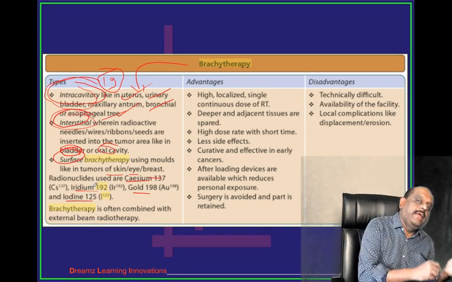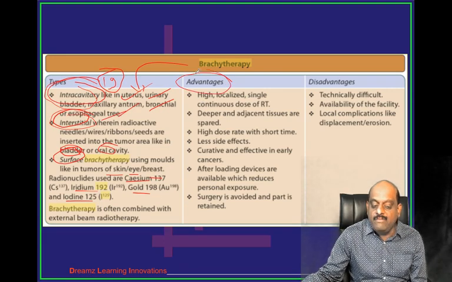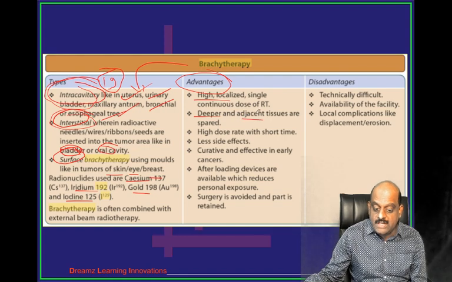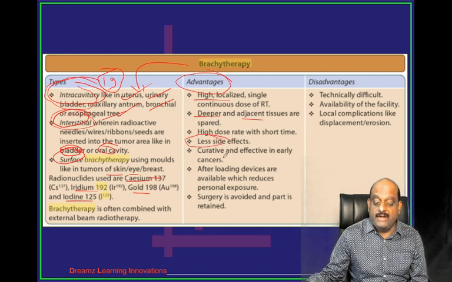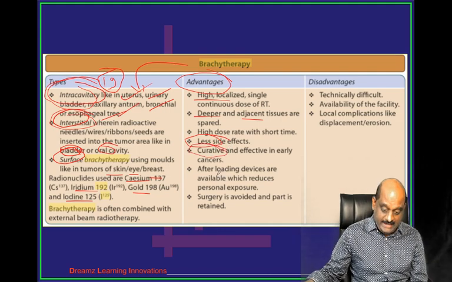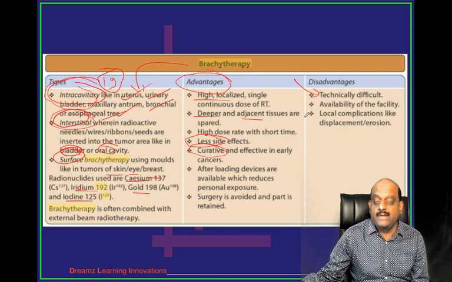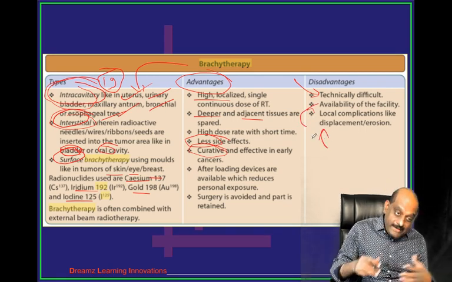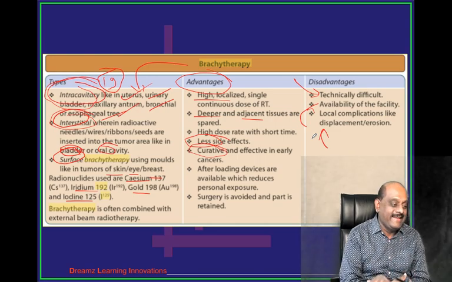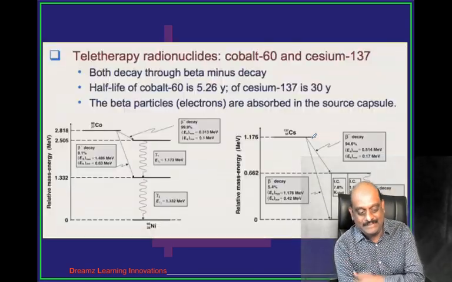Often brachy is combined with external radiotherapy. Now what are the advantages of brachy? Brachy is highly localized. Deeper and adjacent tissues are spared. It has fewer side effects. It is curative in early cancers. But technically it is more difficult. You need to have a facility, and there are local complications. Badan ke andar kuch daal rahe na, isliye zara complications bhi ho sakta hai.